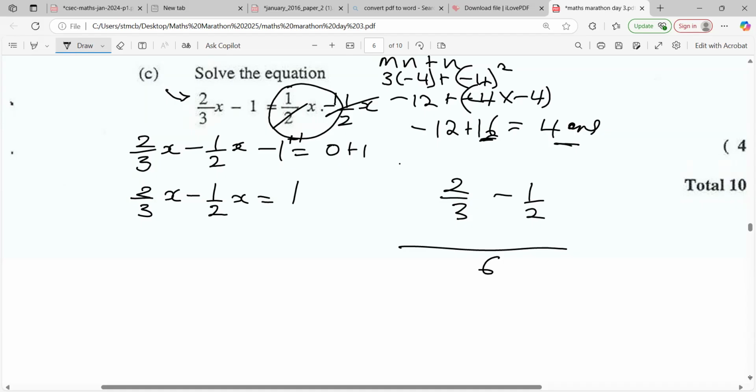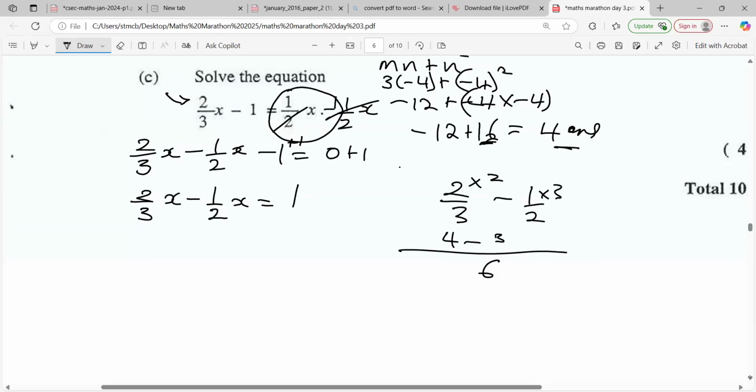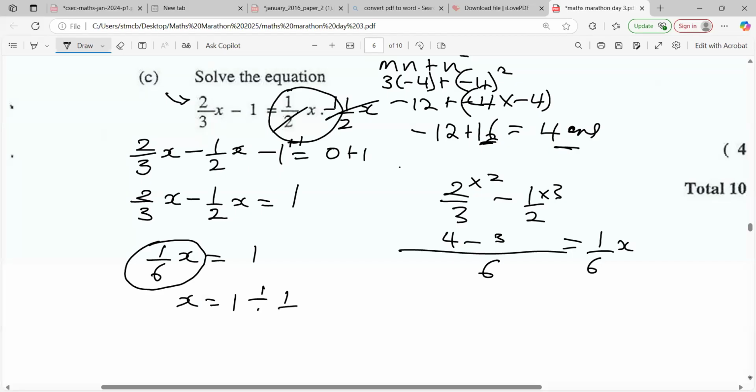3 into this, or 2. Yeah, so 2 times 2 is 4. 2 into 6 is 3. The x doesn't make a difference, I just put the x. Okay, so this works out to 1 over 6 x equal to 1. But this is multiplying by x, so this is how the trick comes in. We just divide. Agree? So x is equal to 1 divided by 1 over 6.